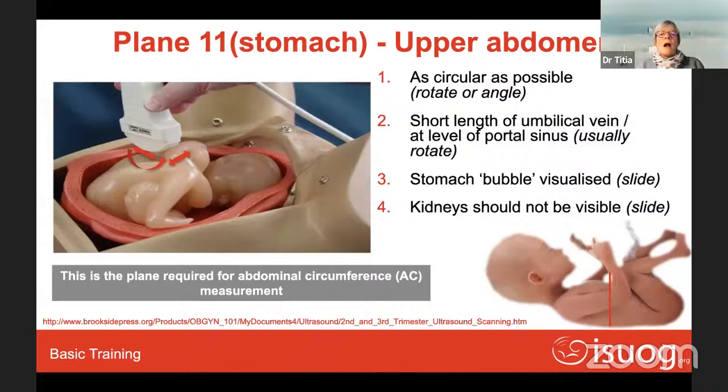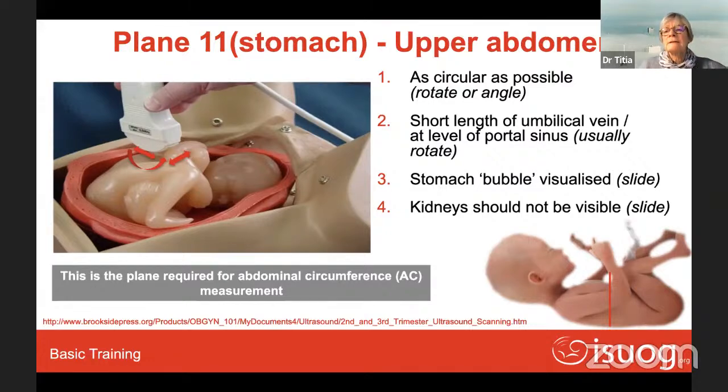So how do you get this right? You try to get the abdominal circumference as circular as possible, without two long ribs, and you get a very short length of the umbilical vein, at about one third within the abdomen, at the level of the portal sinus.